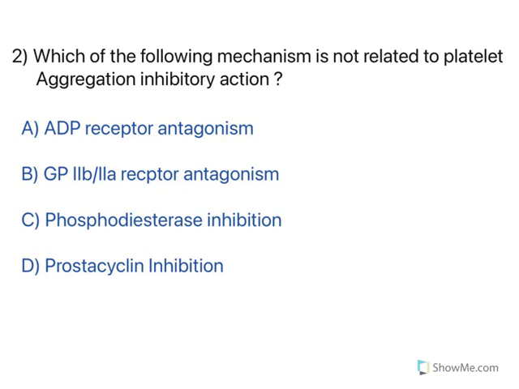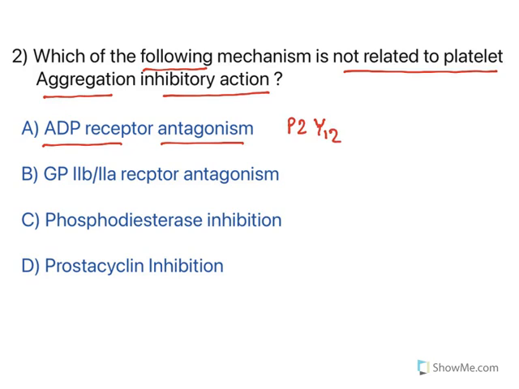Moving to the next one. Which of the following mechanisms is not related to platelet aggregation inhibitory action? Now, platelets can be inhibited by various mechanisms of action. Now, ADP receptor antagonism. ADP receptors are known as P2Y12 receptors. When you block or antagonize those receptors, platelet aggregation is inhibited. So, this is related. The question is about not related, so this is not the answer.